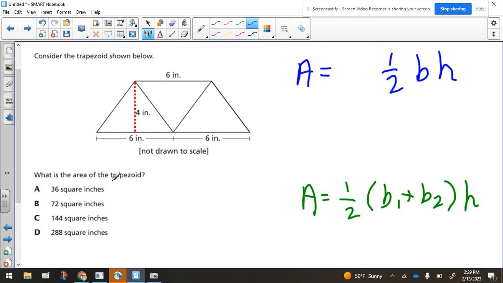What is the area of the trapezoid? So we have to pay attention to what they want. That means they want the area of the whole thing. Now we have two different approaches here. I believe that one approach might be a little bit easier, but I do want to show you both.